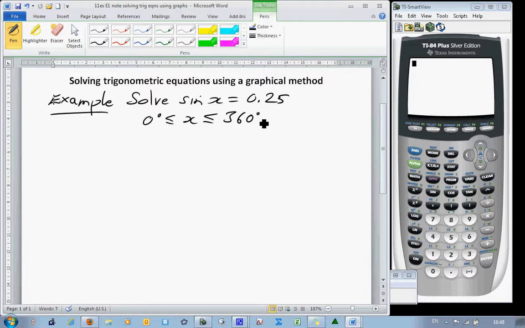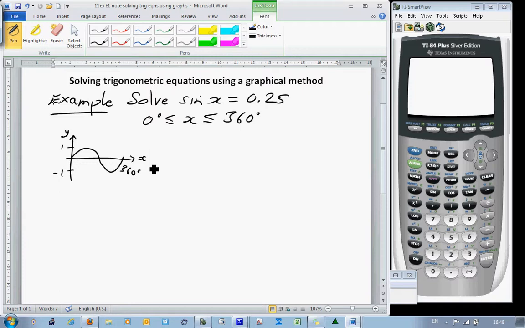So first thing is, I would sketch it anyway. We know what the sine graph looks like. So there's a sketch of the sine graph. Very small, very straightforward, and that would be 360 degrees right there. So really, because we're using the calculator, we need to have some evidence somewhere.